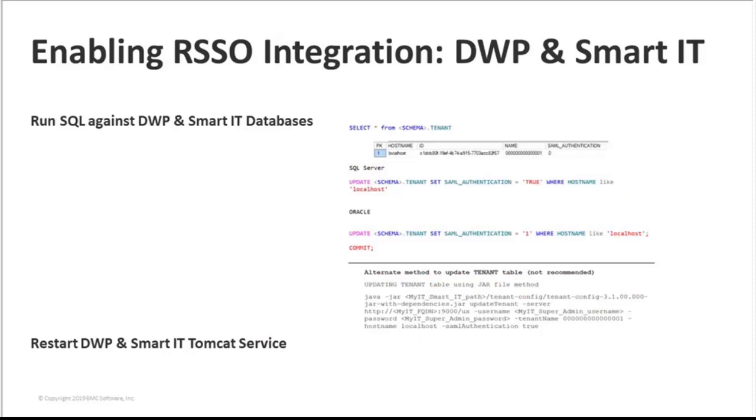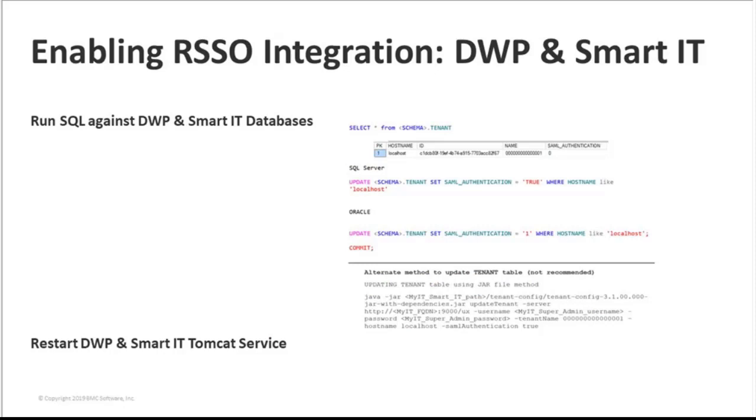Besides RSSO agent properties, you have to enable this RSSO integration in the Smart IT database. There is a table called tenant. In this table tenant, there is one record that's shipped out of the box, and there is a field by the name SAML_authentication. If this value is set to 0, it's not going to do the RSSO authentication, it's going to do the normal MyIT authentication. So you have to update this value to 1.